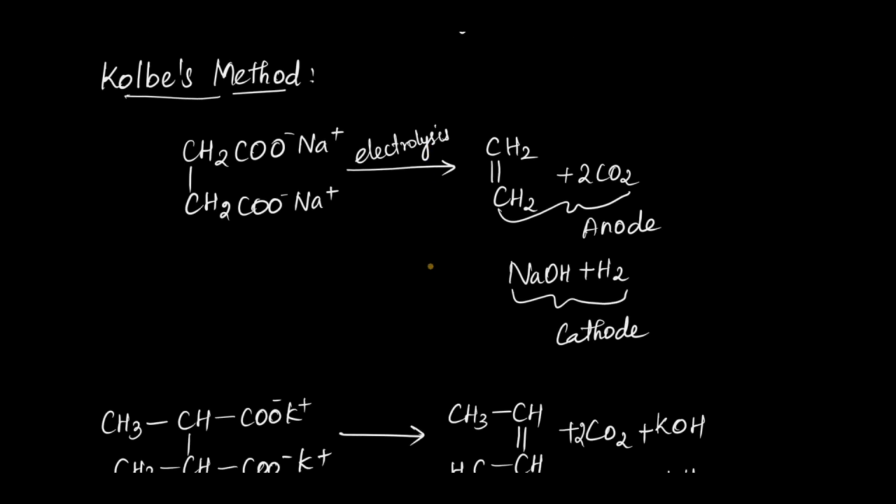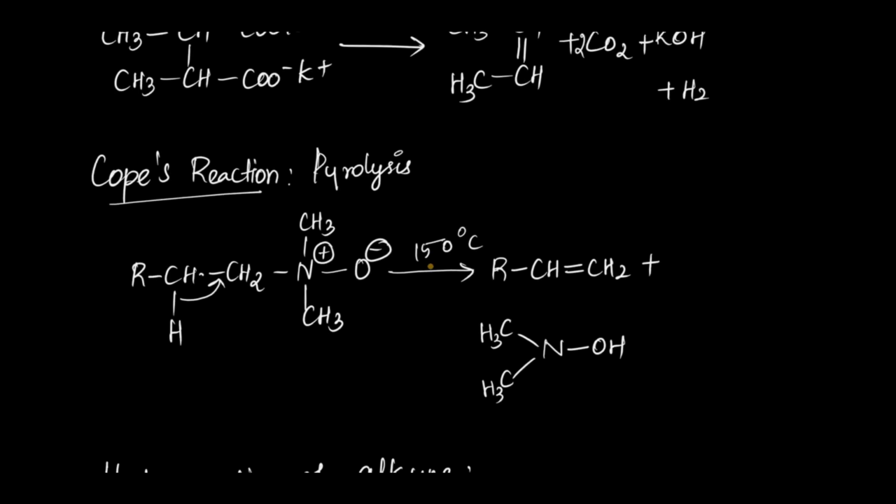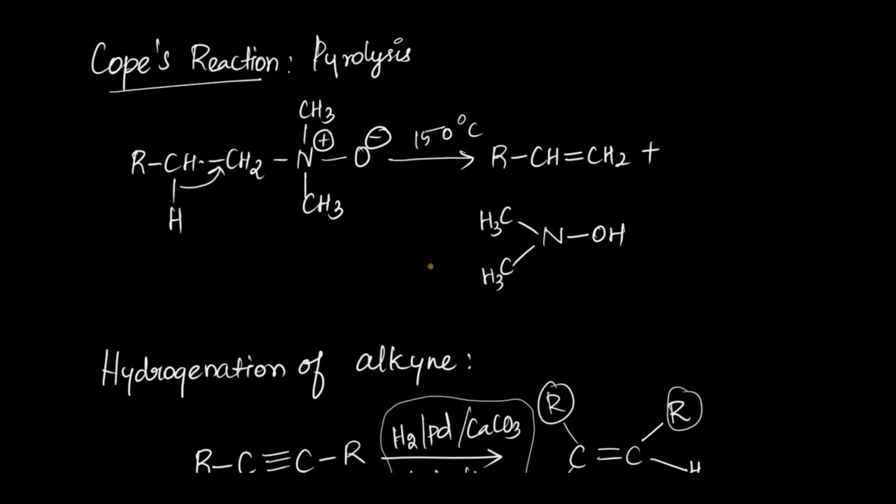Kolbe's method. Always in Kolbe's method we will be using the salt of a carboxylic acid. It can be of a dicarboxylic acid or a monocarboxylic acid. The hydrocarbon and the CO2 are produced at the anode side, and the salt with H2 at the cathode side. Then Cope's reaction of pyrolysis, where it will form alkene with hydroxylamine.